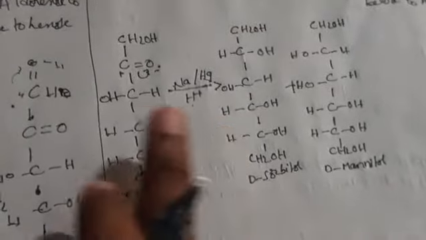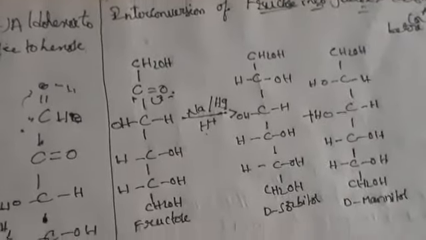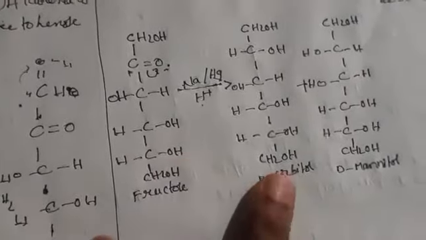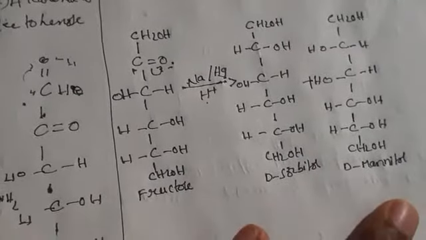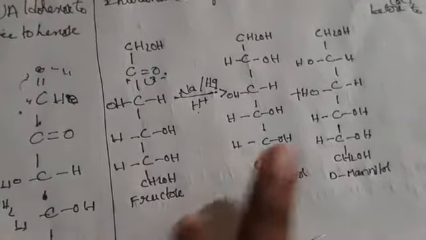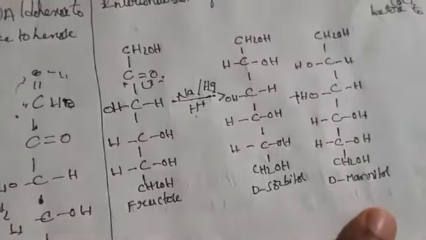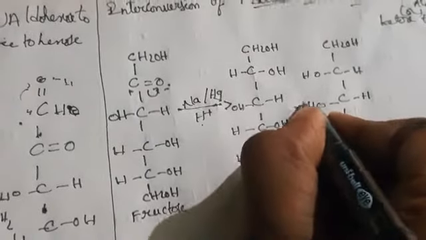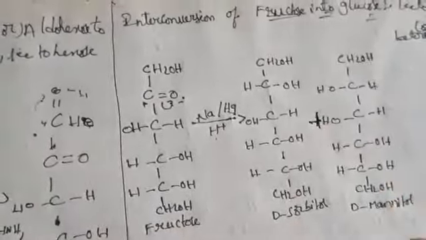So see here, when you do reduction, as I have told you already, two types of isomers are going to form. If the OH is on the right side, that one is sorbitol. If the OH is on the left side, that one is mannitol. Any two of these compounds we can form here. So we have formed the compound like this.